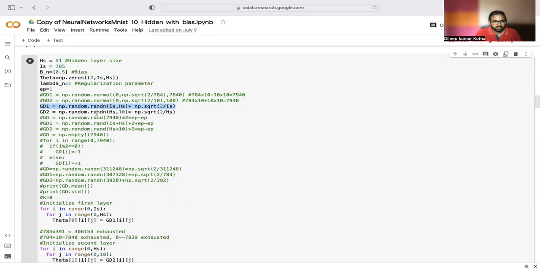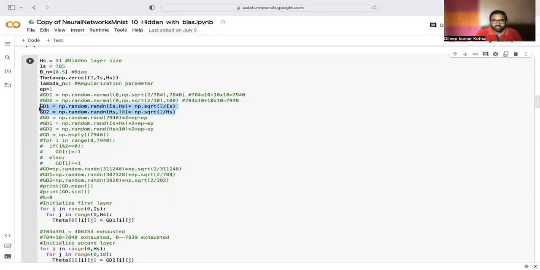Similarly, between the second layer and third layer, since my second layer I am putting as hidden size hs, again a random distribution. How many weights do I want? It is obviously hs cross 10, hs multiplied by 10. Then multiplied by 2 by hs. So this gives the initialization, which is otherwise referred to as He initialization.